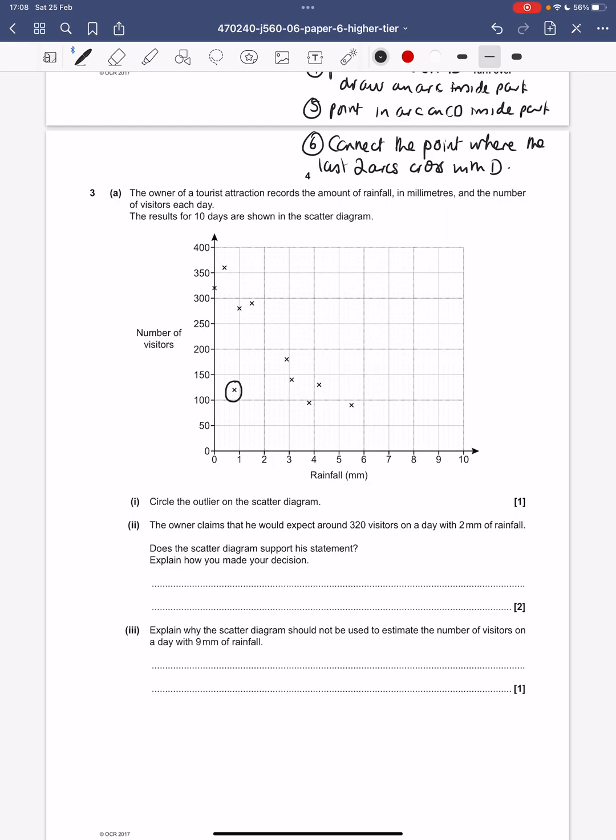Number 2, the owner claims that he'd expect around 320 visitors on a day with 2 millimetres of rainfall. Does the scatter diagram support his statement? So what you have to do is we draw the line of best fit through the data. Ignoring the outlier. So you can see we've got 1, 2, 3, 4 crosses above, 4 crosses below, and it goes through 1. So that's roughly, that line represents the data.